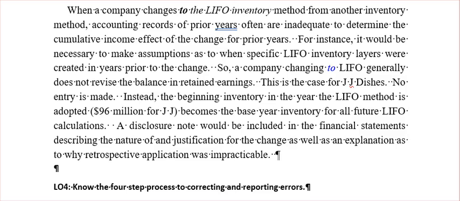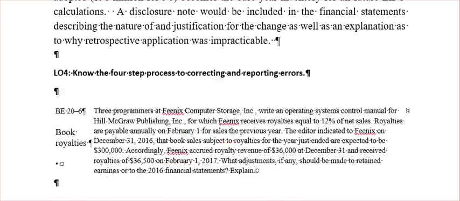The 4-step process to correcting errors. Here we have a company. What did they do here? Receives royalties equal to 12%, and they pay them in February. The book sales subject to warranty are expected to be $300,000. They accrued royalty revenue of $36,000 and received $36,500. What adjustments should be made to the financial statements? This is our first question.